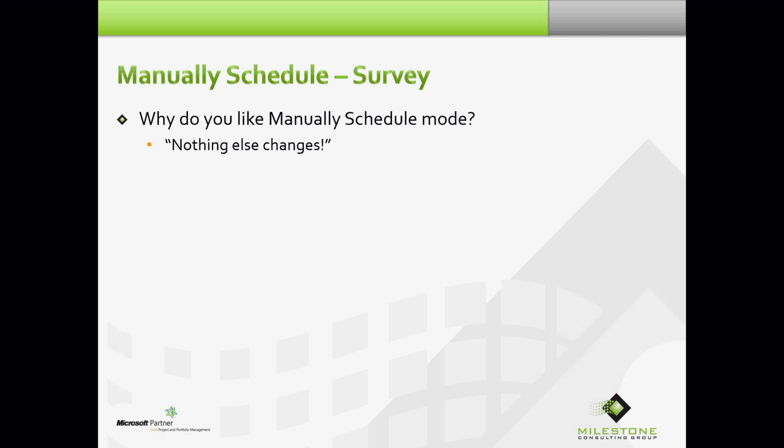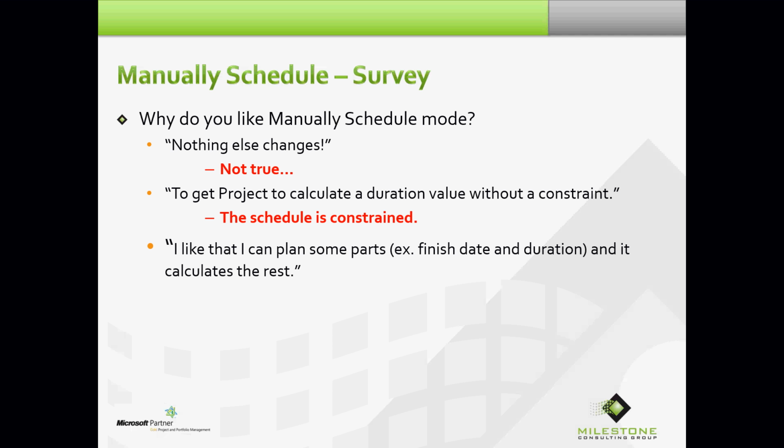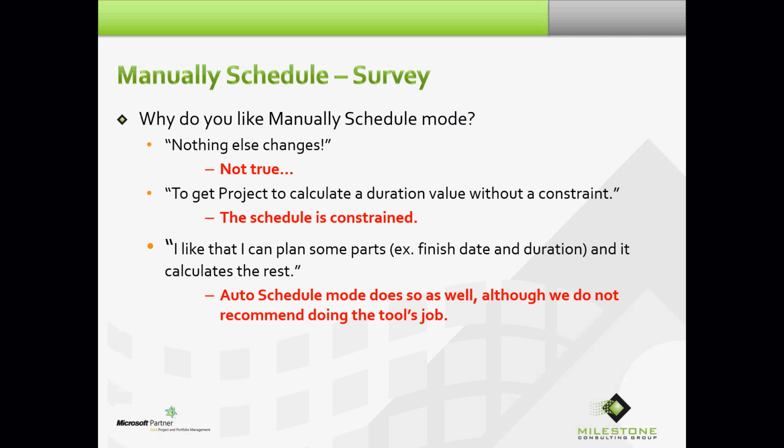The first person responded, nothing else changes. Not true. The second person said, to get Project to calculate the duration value without a constraint. The schedule is constrained. I like that I can plan some parts, for example, finish date and duration, and it calculates the rest. Auto schedule mode does so as well, although we do not recommend doing the tool's job.